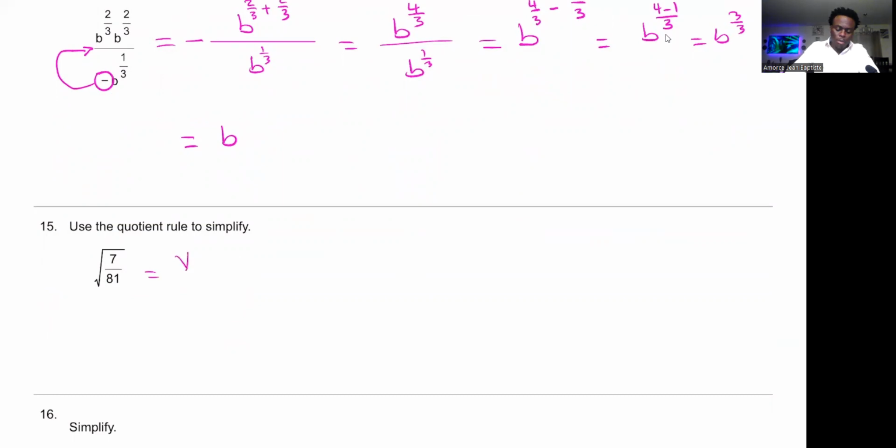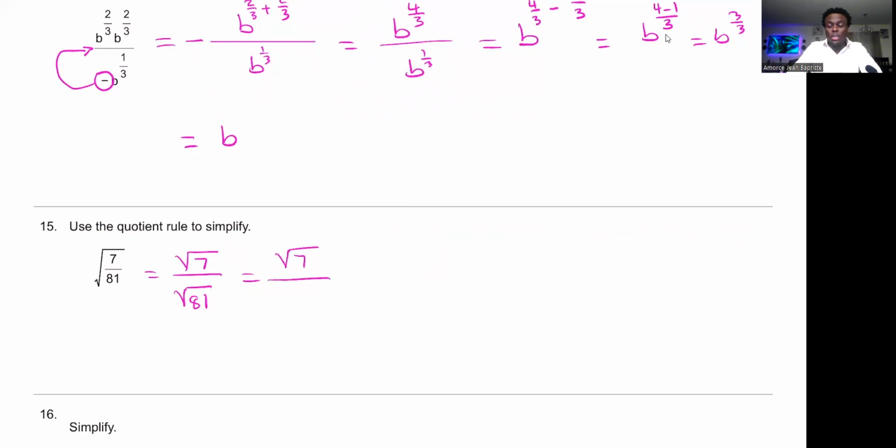First, we separate the radical, square root of 7 over square root of 81. That equals, 7 is not a perfect square, and it's a prime number, no factor that is a perfect square except for 1 that goes into 7. So I'm going to write this just like it is. And then the bar.